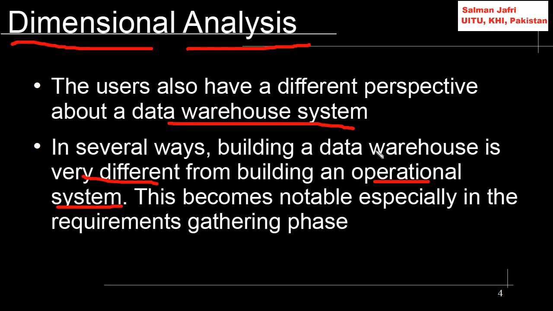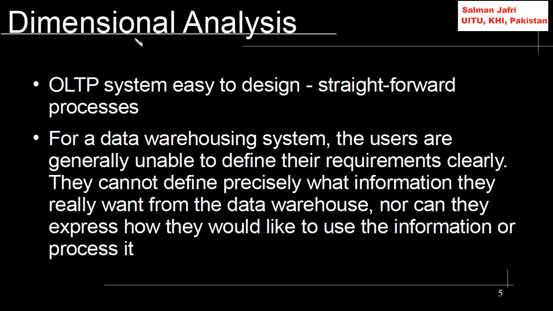But this is not the case for a data warehouse system. And this point especially becomes noticeable when we are gathering the requirements. During the requirement gathering phase, this difference of the data warehouse from other transactional systems becomes very evident. Talking further about dimensional analysis, online transaction processing systems are easy to design, as we have discussed before. We have straightforward processes. Everyone knows what things would happen when we buy something from Amazon. So it is very straightforward.